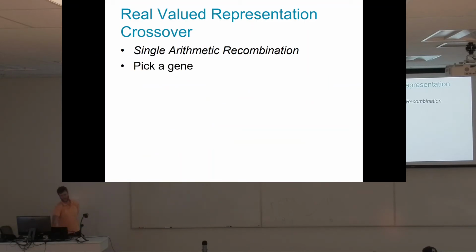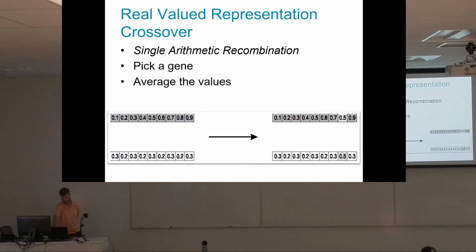So, single arithmetic recombination. Pick a gene and average the values between them. I picked this one, and the value between them is 0.5. There is an example of a real value crossover. The point isn't for you to go, oh, I better remember this. The point is for you to go, oh, interesting. That is a funny way to do crossover, where 1-point crossover is perhaps very intuitive. This might be less intuitive, but as soon as you see it, you go, oh yeah, that would make sense. Why couldn't you do that?